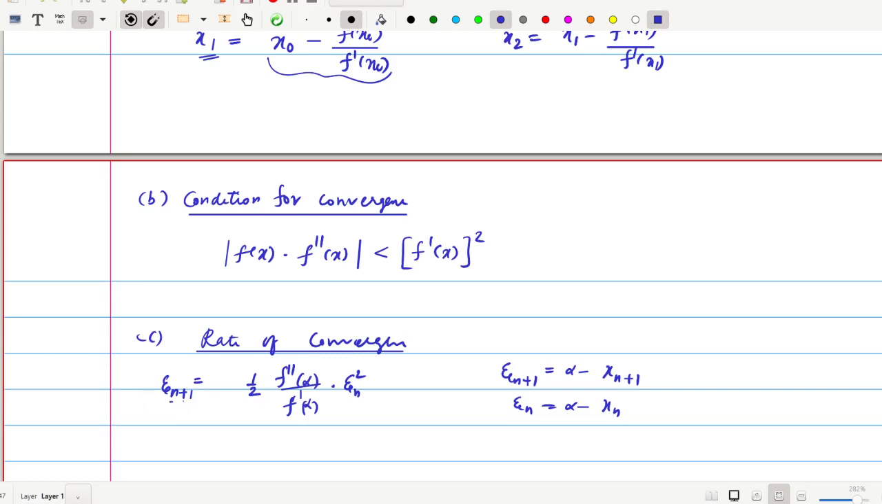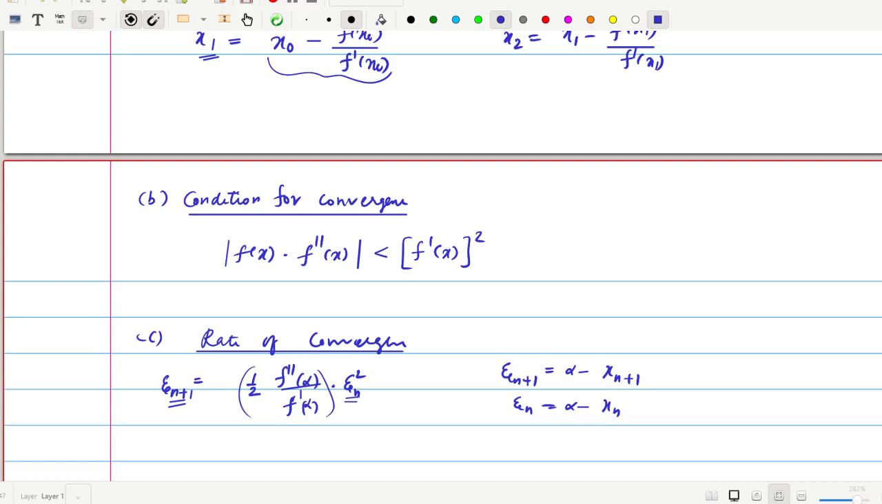That means the error follows this rule. That is the meaning of this. The subsequent error will be a constant times epsilon n squared. This constant is always fixed, independent of n. So this is the previous error, and the subsequent error will be the square of the previous error.